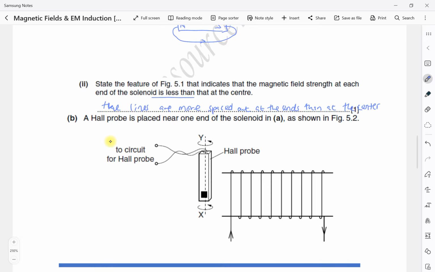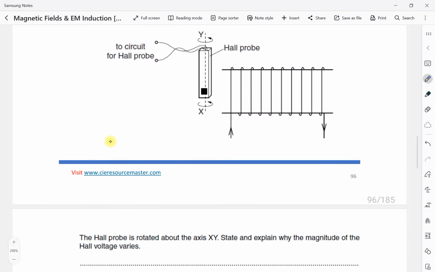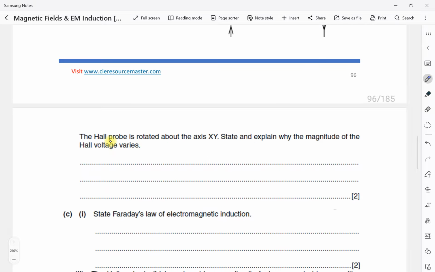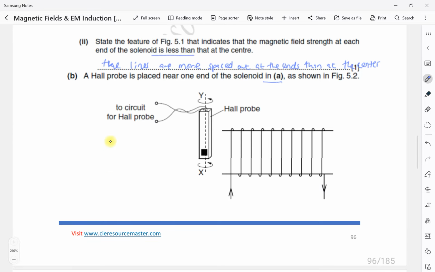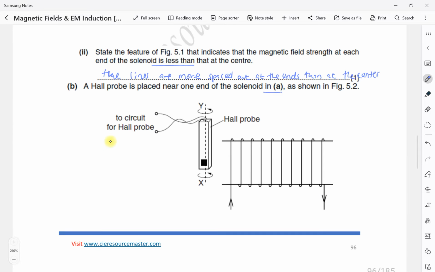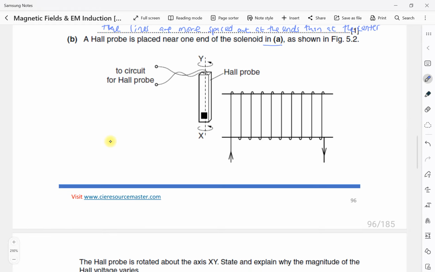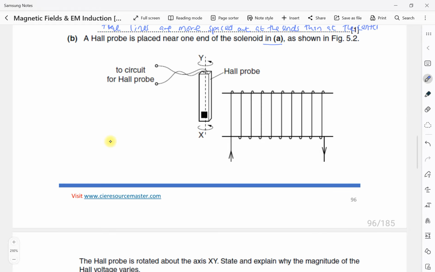A Hall probe is placed near one end of the solenoid in A, as shown in the figure. The Hall probe is rotated about the axis XY. State and explain why the magnitude of the Hall voltage varies. So the Hall probe is being rotated at this end here about the axis. Remember, the Hall voltage depends on the angle between the magnetic field and the plane of the Hall probe. As the angle varies, the Hall voltage also varies.